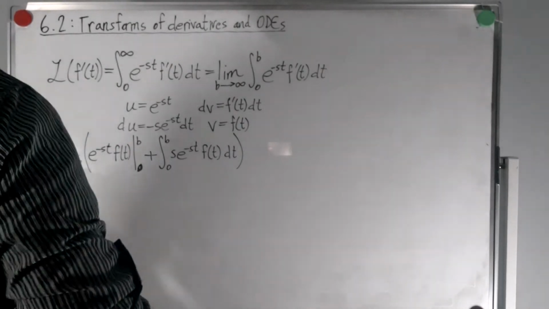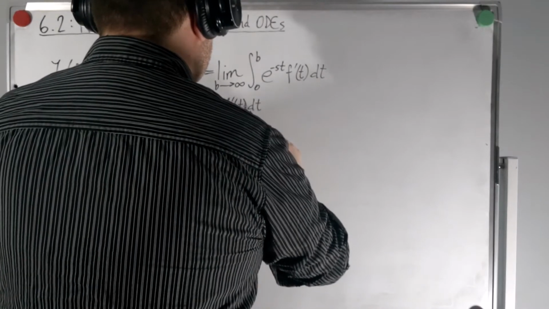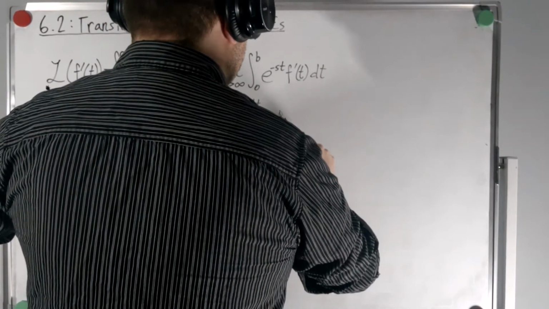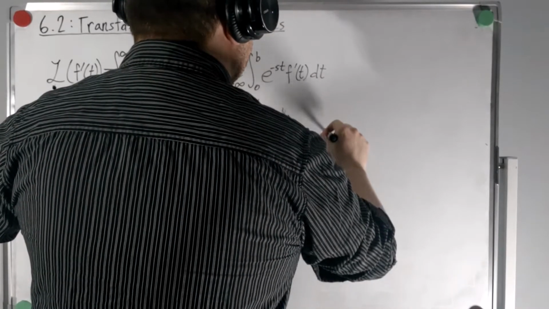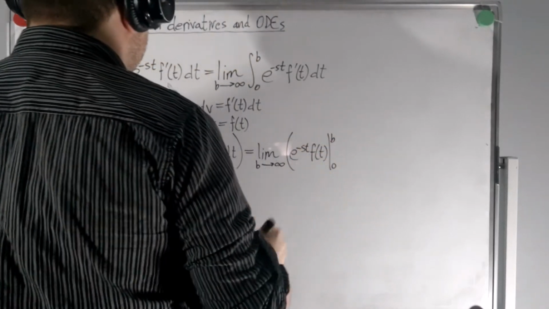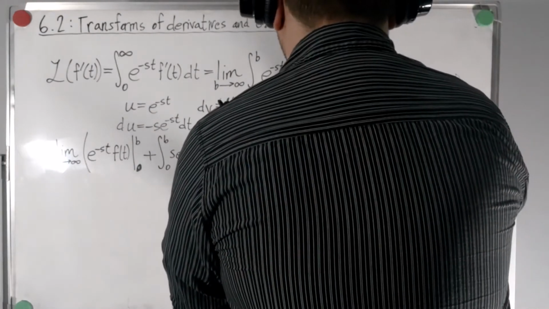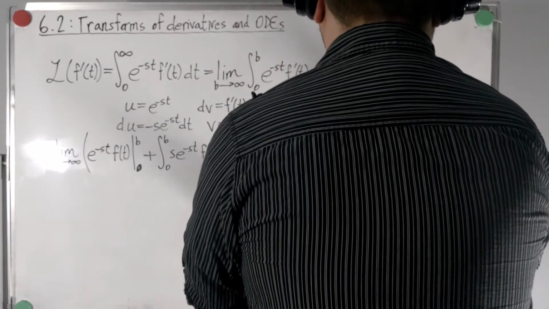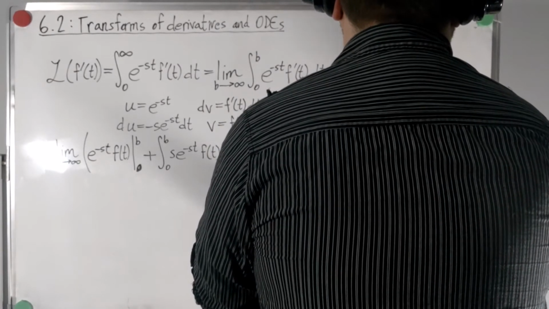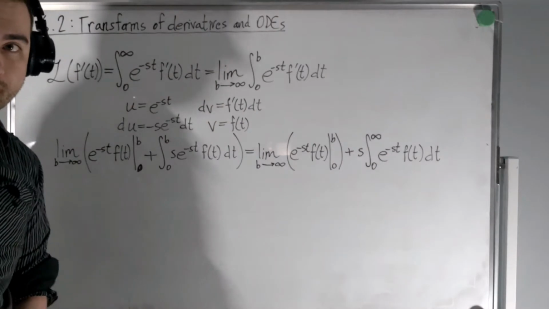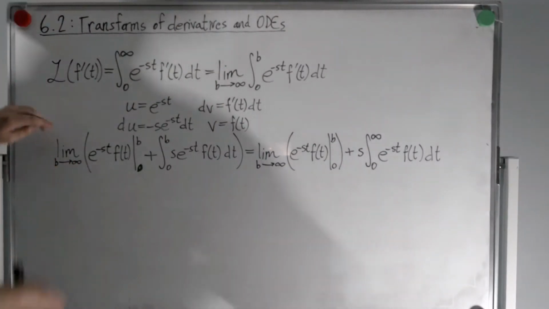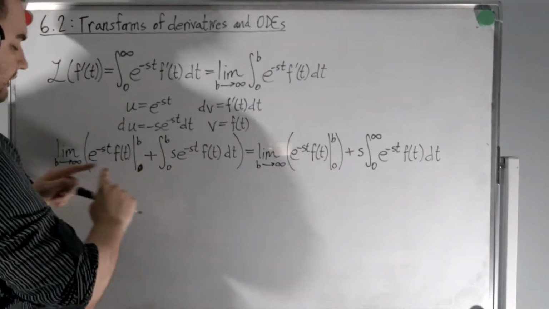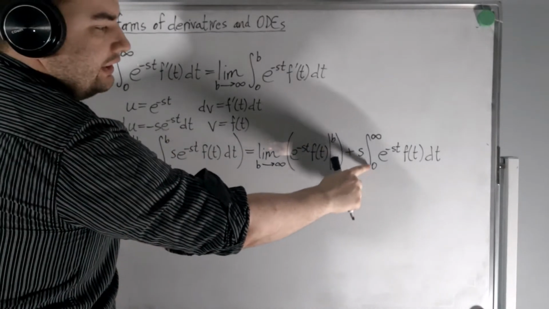So first of all, we can take this limit and break it up. We can turn this into the limit as b approaches infinity of e to the negative st, f of t, evaluated from t equals 0 up to t equals b, plus s times the improper integral from 0 to infinity of e to the negative st, f of t, dt. Okay, so what I've done here is I've distributed this limit among these two terms. I've factored out this s because it's a constant. And then the limit as b approaches infinity of the integral from 0 to b is just the improper integral from 0 to infinity.